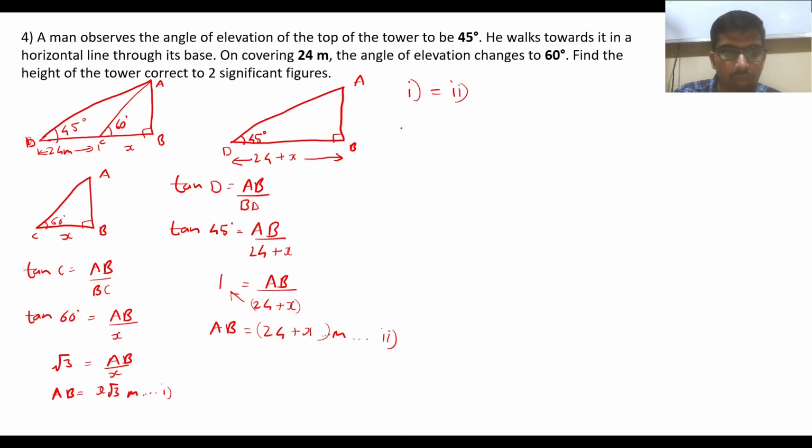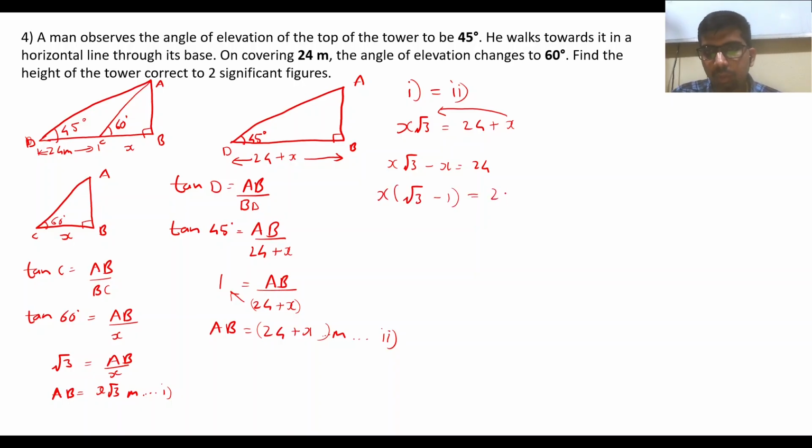When we equate, what is the value of 1? x√3. This is equal to 24 plus x. Bring the x over here. Same thing we did earlier. x√3 minus x is 24. What's common over here? X is common. With x common, what is uncommon? √3 minus 1 is uncommon, equal to 24. Correct. Take the value of √3 as 1.732 minus 1, 0.732.